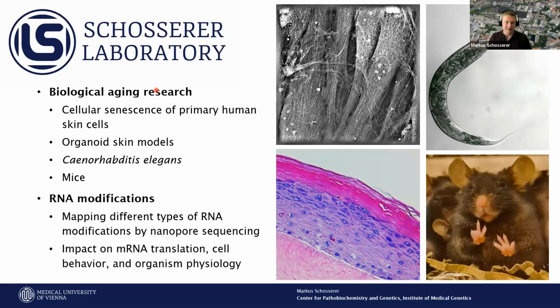The specific aspect of aging we are studying is RNA modifications. At the moment, we are mapping different types of RNA modifications by direct RNA nanopore sequencing. And we would like to understand how these RNA modifications impact aging on a mechanistic level, especially also how they influence mRNA translation, cell behavior, and also the physiology of an organism.